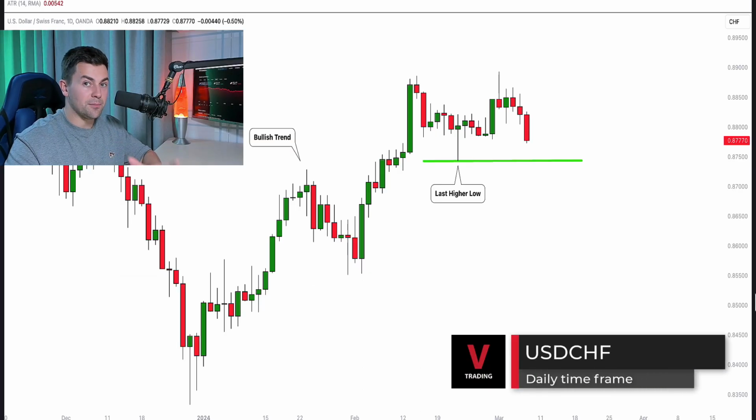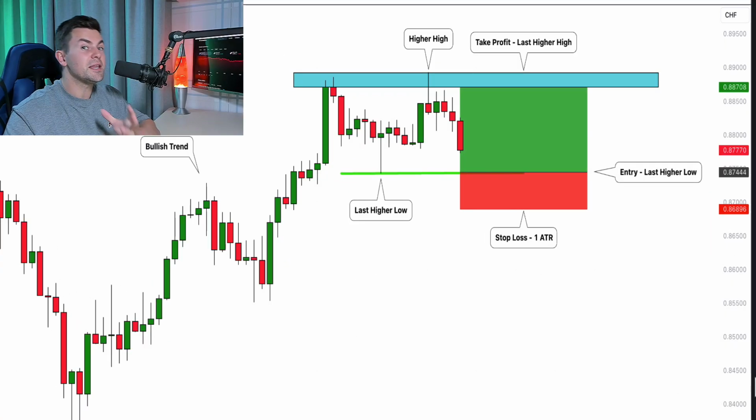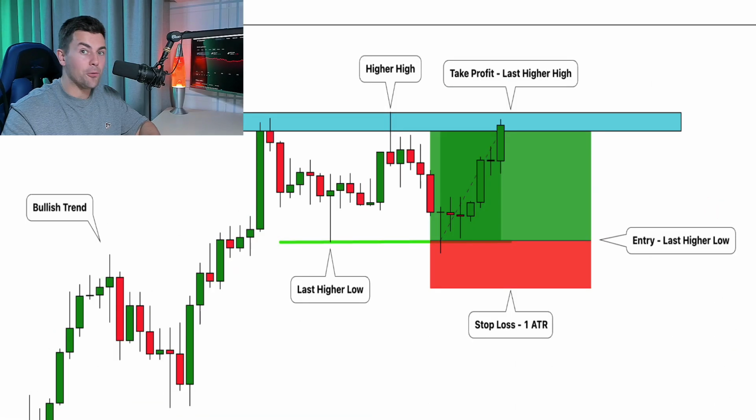Take a look at the example. We have a strong bullish trend on the dollar Swiss pair on a daily time frame. And here the level of the last higher low is a very significant support for us. Simply set a buy limit order on that support on the level of the last higher low, set your stop loss based on 1 ATR, and your take profit is the last higher high. Look how perfectly the market respected that level and how nicely the price bounced.